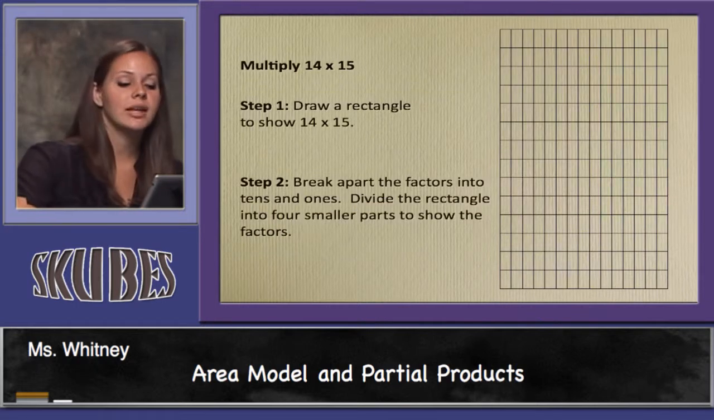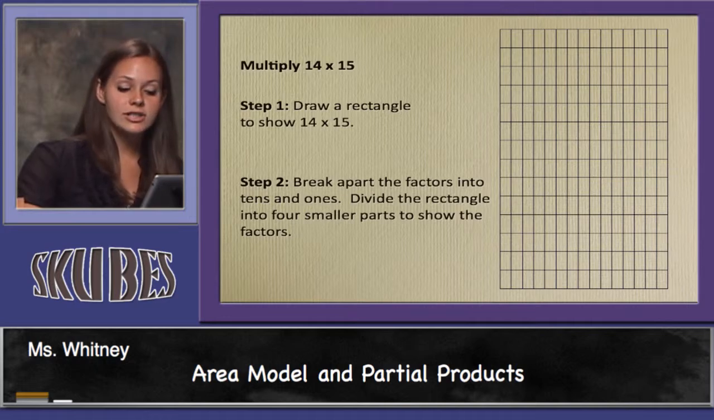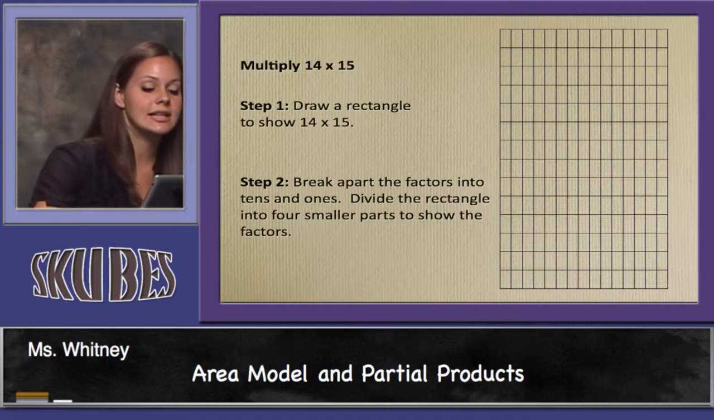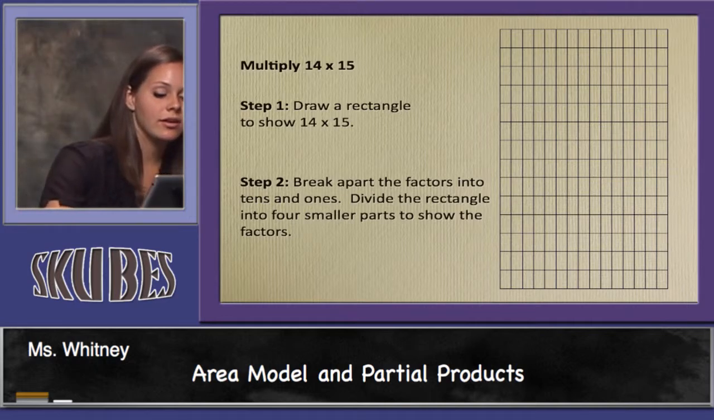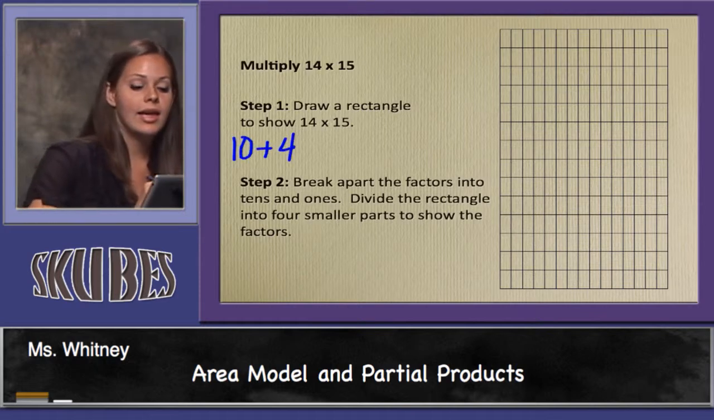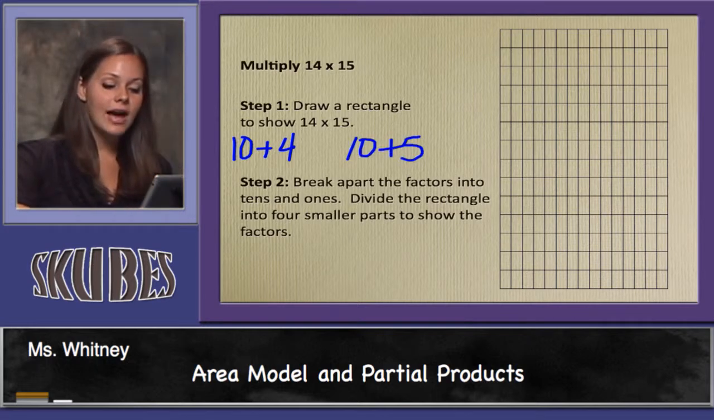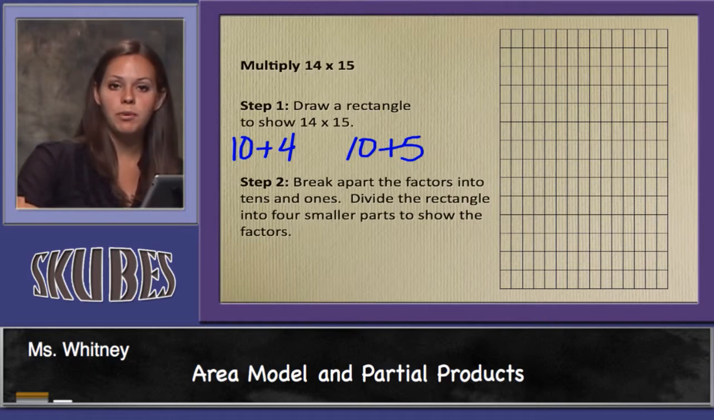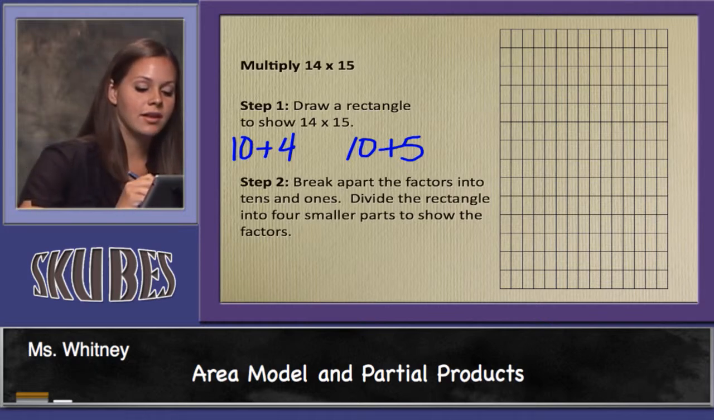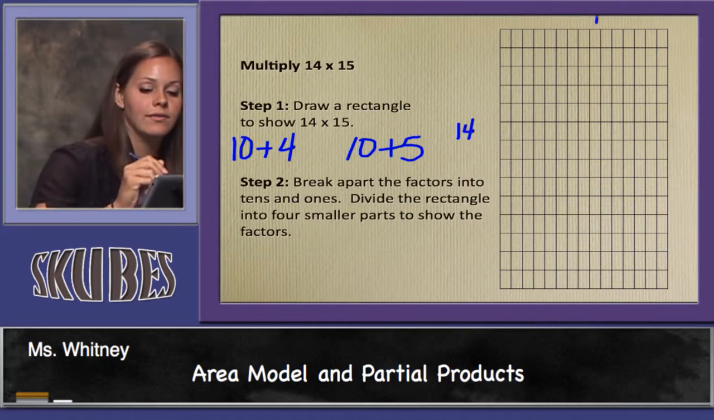Here's another example. Let's multiply 14 times 15. First, let's break apart the factors into tens and ones. 14 will be 10 plus 4, and 15 will be 10 plus 5. Now let's divide our model into 4 smaller parts to show the factors. On this side we have 14, and on this side we have 15.